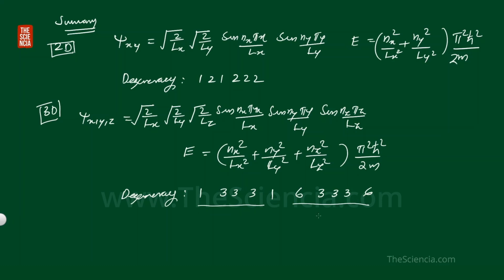That is, the ground state is non-degenerate. The first excited state is degenerate by 3, the second excited state is degenerate by 3, and so on. These are very important, please remember.